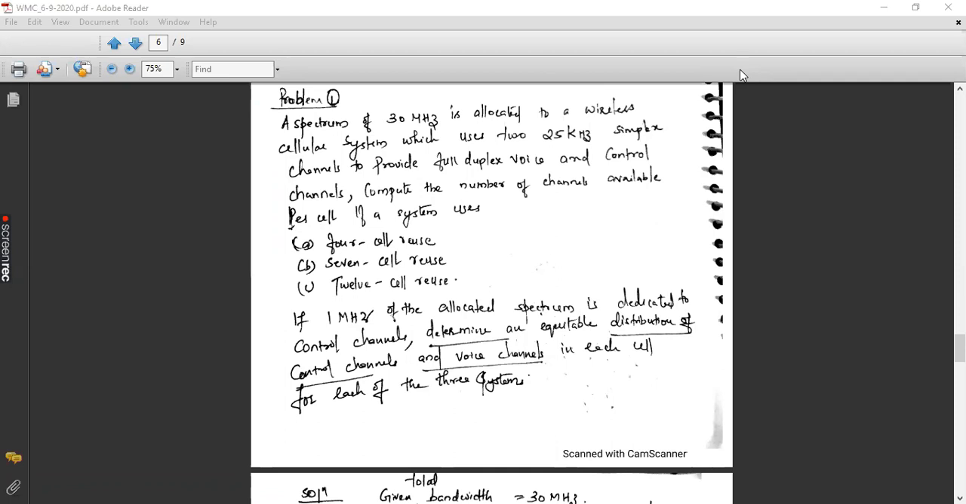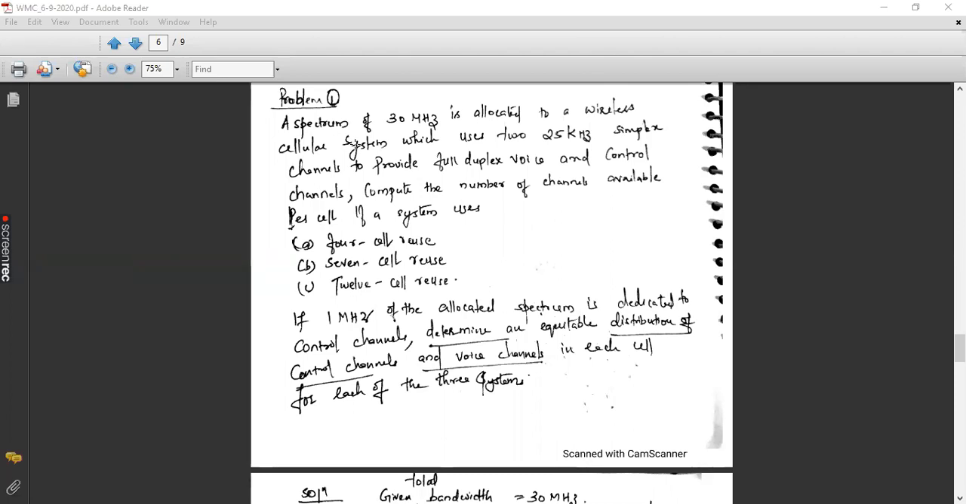So the entire 30 megahertz you need to split into the wireless cellular system, where each cell will be making use of 25 kilohertz simplex channel, otherwise 50 kilohertz duplex channel, where the channels will include both voice and control channels. So there are two types of channels being allocated: one is the voice channel and the second one is the control channel. And you need to calculate the number of channels available per cell, for the three cases: 4 cell reuse, 7 cell reuse and 12 cell reuse.